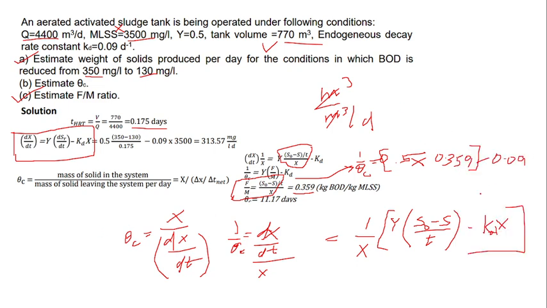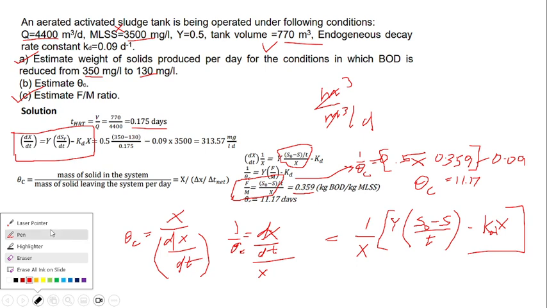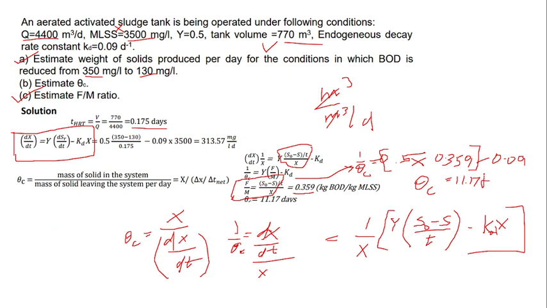If we take the reciprocal of this one, we will obtain theta C is equal to 11.17 days. This is how the theta C, which is the mean sludge retention time, is calculated. So it is derived using this equation.